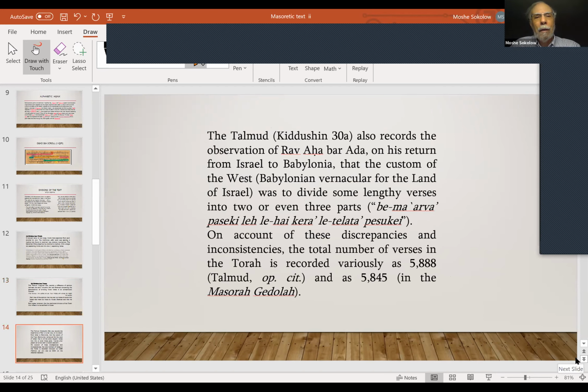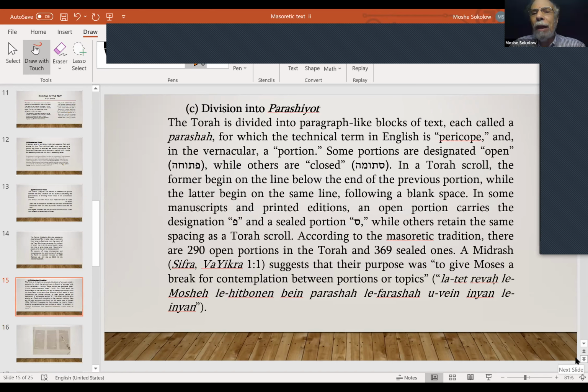Okay. How about the division of sentences into paragraphs? So the Torah is divided into paragraph-like blocks of text, each of which is called a parashah. The word lifrosh means to separate, and therefore a parashah means a separate entity. So every so often, biblical verses are combined together into a parashah, into a separate literary unit.